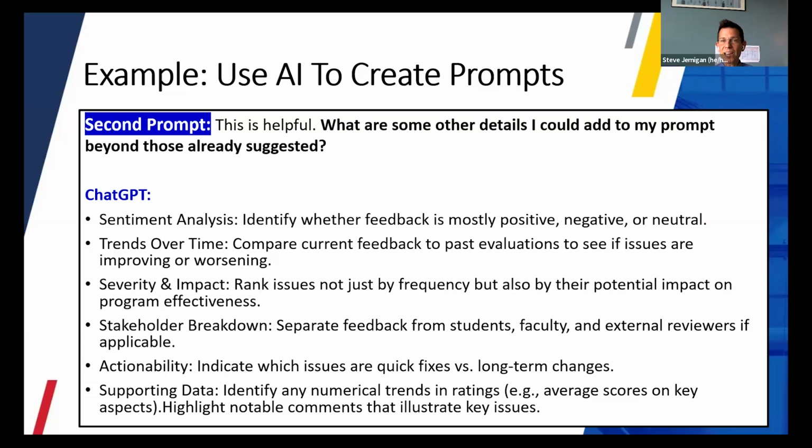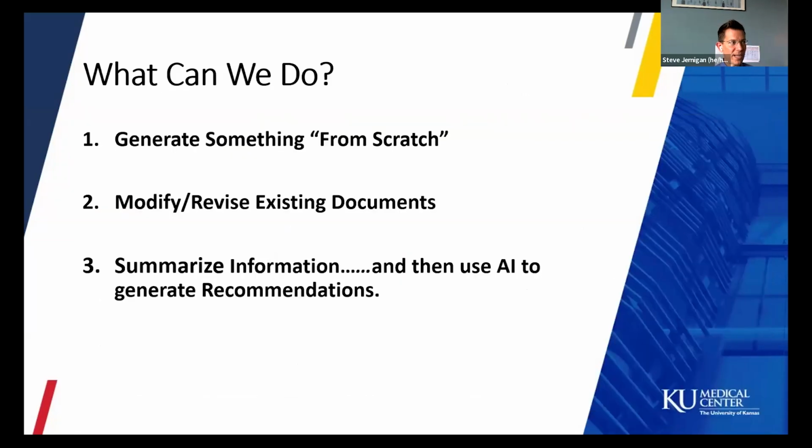So for example, the trends over time. If I have multiple years of data, can it start to show me that? Thinking about the stakeholder breakdown, I want the student lens, faculty lens, and the external reviewers' lens. What is the supportive data? Again, these are things I might not have thought about as the director of outcomes, and it becomes super helpful to prompt deeper thought and allows me to get there a whole lot more quickly.